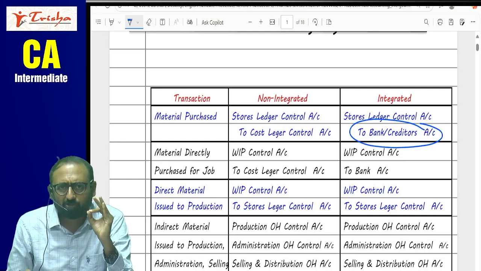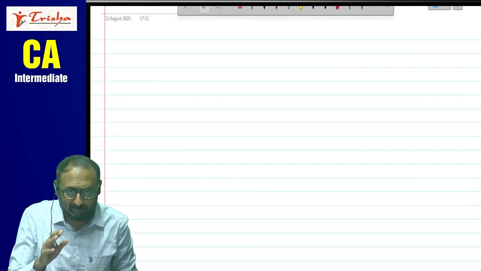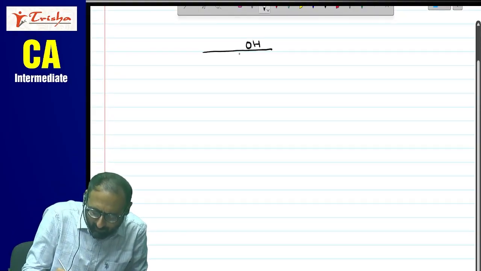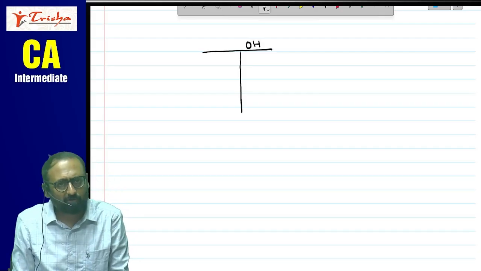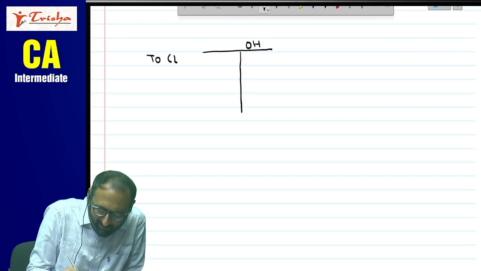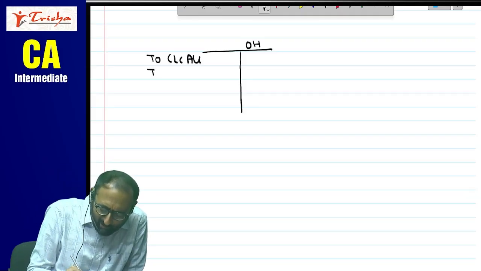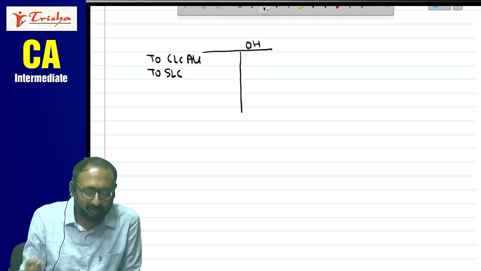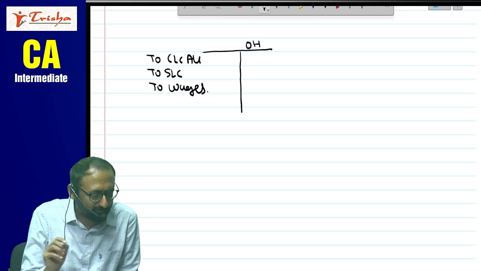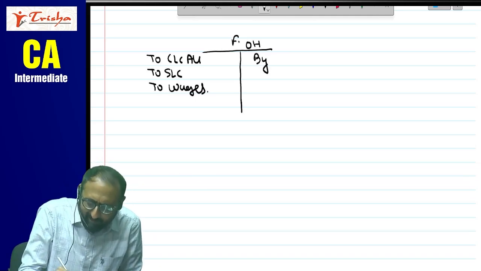In case of under absorption or over absorption, let's understand. Guys, suppose this is your overhead control account. On the debit side of the overhead control account, we write to cost ledger control account, overhead incurred. We generally write here to stores ledger control account, indirect material, and to wages control account, indirect wages. Correct, guys? On the credit side, boys and girls, factory overheads.